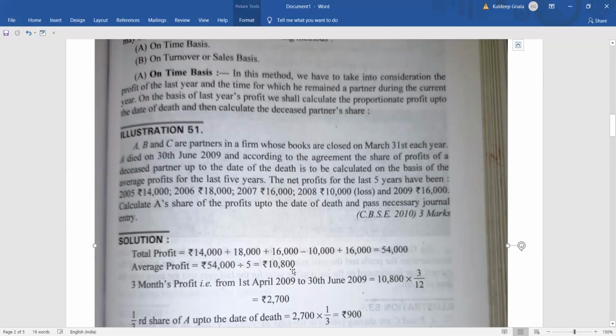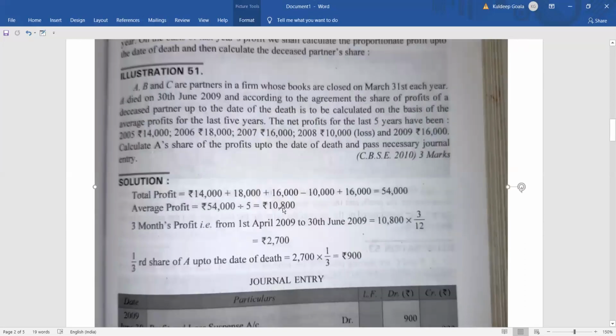So this 10,800 rupees, how will it be given? Remember, what is A's share? The profit sharing ratio is not mentioned here, so it will be taken as equal. Equally means 1:1:1. Three partners, so 1:1:1. So A's share will be 1/3, right? 1/3 of what? 10,800. 1/3 of 10,800 is A's share. And again, for how many months? You have to count the months also, because for as many days as A was alive, for that many days A will get the share of profit.